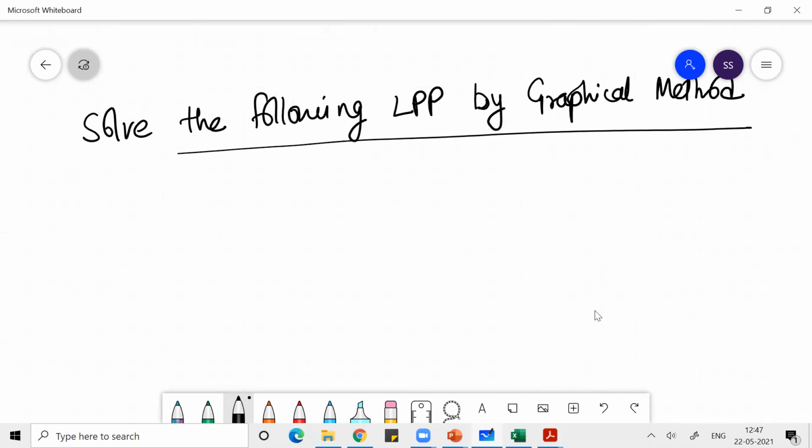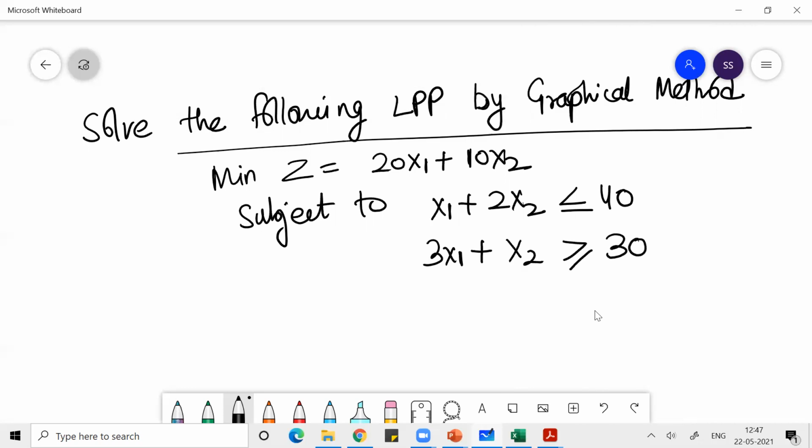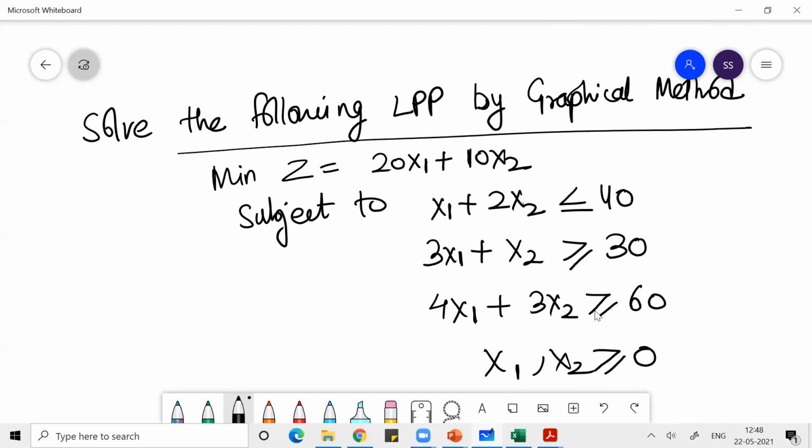You pay attention. Suppose your objective function is minimize z equals 20x1 plus 10x2. That is your objective function, subject to constraints. The first constraint is x1 plus 2x2 is less than or equal to 40. The second constraint is 3x1 plus x2 is greater than or equal to 30. And your third constraint is 4x1 plus 3x2 is greater than or equal to 60, where x1 and x2 should be greater than or equal to 0. Write down this problem. We'll solve this problem.